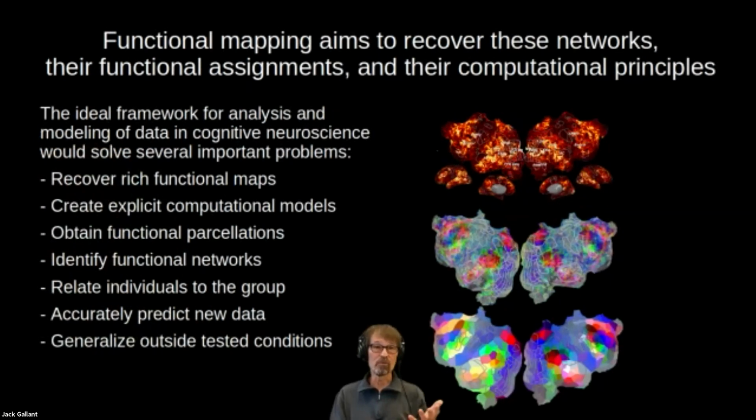For example, we want to recover rich functional maps, obviously, in the task. We would like to use naturalistic tasks. We like to create explicit computational models that are as mathematical as they can be, given the feature space that we're trying to model. We'd like to obtain a complete functional parcellation of the brain. We'd like to identify functional networks. We'd like to relate each individual subject to the group, since only a small fraction of the total variance in brain activity reflects the group model. We'd like to predict new data that we haven't collected yet, and we'd like to generalize outside of our tested conditions. And Voxelwise modeling provides a way to do all of this.